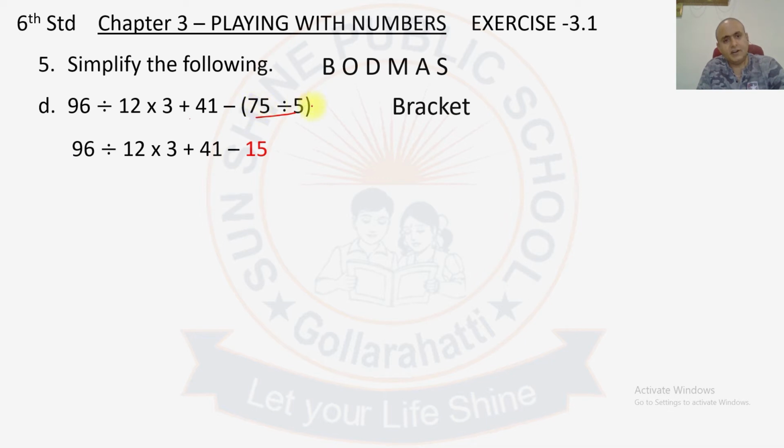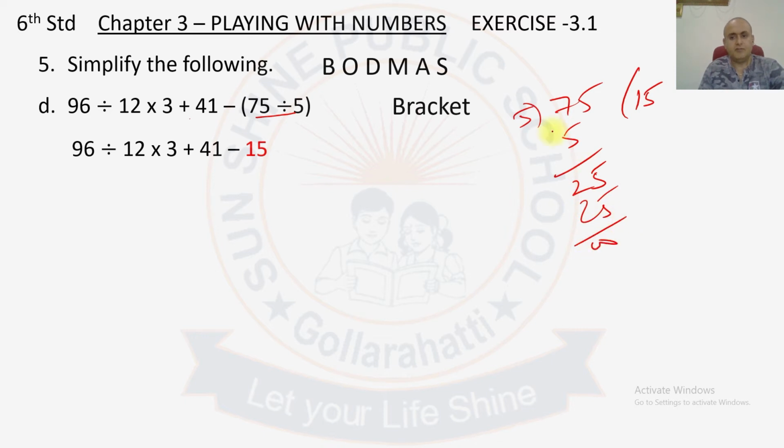75 divided by 5: 5 ones are 5, 2 remainder, 5 5s are 25. So therefore 5 15s are 75. When you divide, we get 15 as the answer. You have division, multiplication, addition and subtraction. So again you have to divide first.